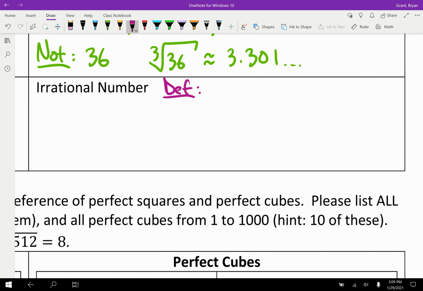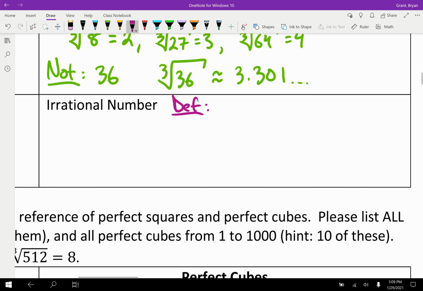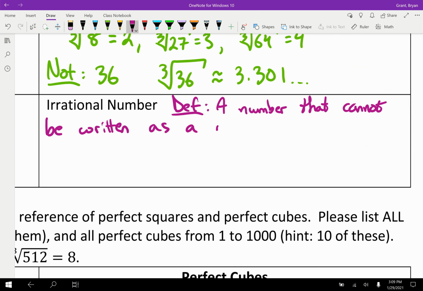All right, hopefully you wrote a definition that's very, very similar to the other one, something like a number that cannot be written as a nice fraction. Right? It's just like the opposite of a rational number. Now, what are some examples of this? Well, you've actually seen a couple of these today.